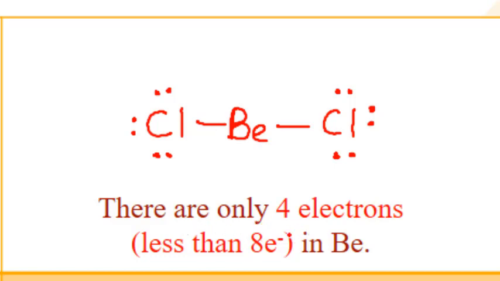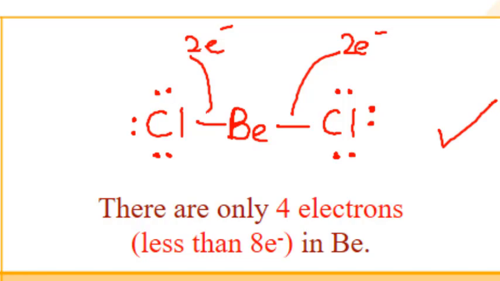Its structure here is already in a stable configuration even though it only has 4 electrons around beryllium. This is because beryllium has only 2 valence electrons, and though it does not fulfill the octet rule, it is likely the best structure possible.